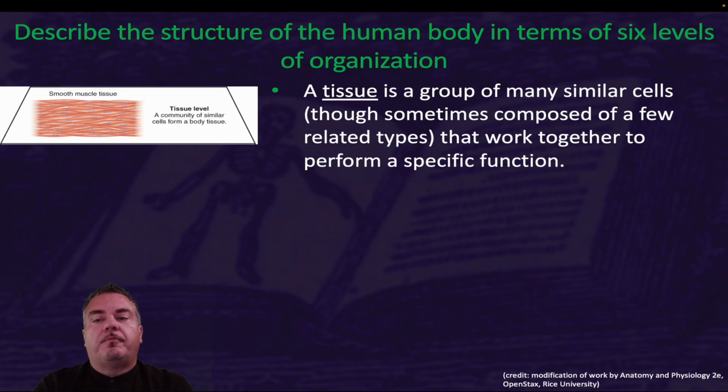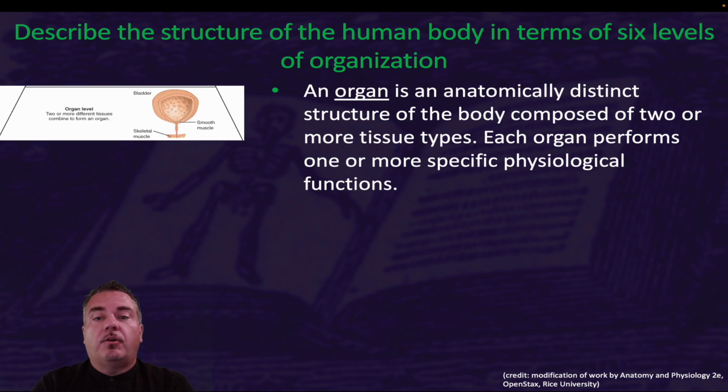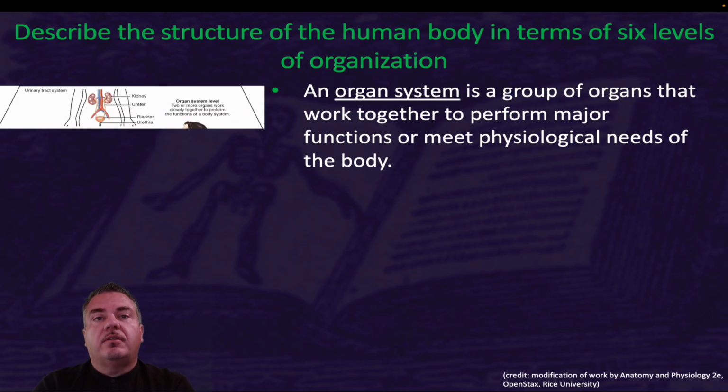A tissue is a group of many similar cells, though sometimes composed of a few related types, that work together to perform a specific function. For example, if we take smooth muscle cells and combine them, we can form smooth muscle tissue. An organ is an anatomically distinct structure of the body composed of 2 or more tissue types. Each organ performs 1 or more specific physiological functions. For example, in the bladder, we have smooth muscle tissues and skeletal muscle. An organ system is a group of organs that work together to perform major functions or meet physiological needs of the body. For example, the urinary tract system.